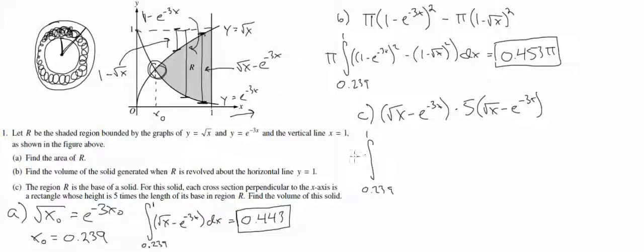In this case, we can pull out a 5 in front of the integrand. And what's left is just this expression squared. We have this times this, which is square root of x minus e to the negative 3x squared, integrating over x. And when we plug that into our calculator, we get that the volume of the solid is 1.554. So that does it for number 1 of the 2003 exam. I hope that this was informative.